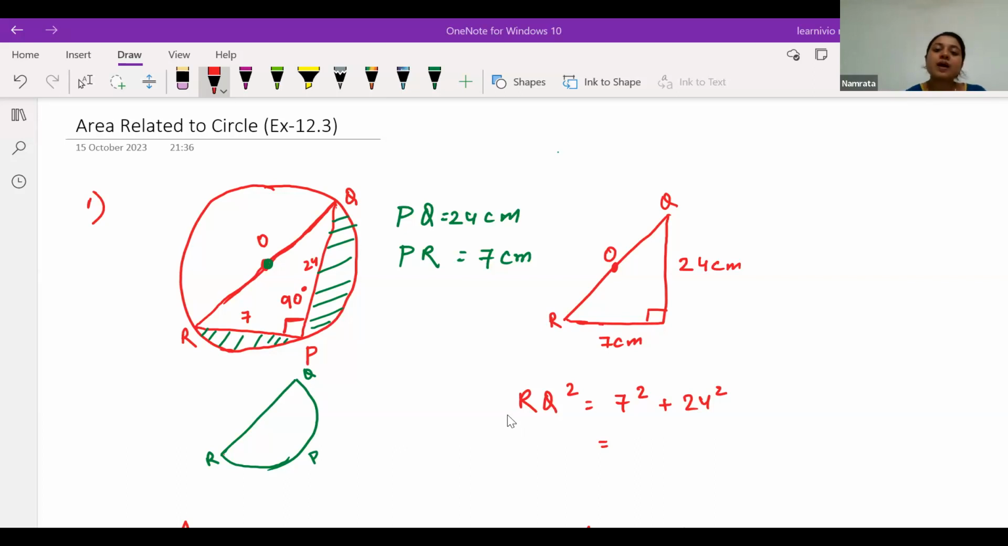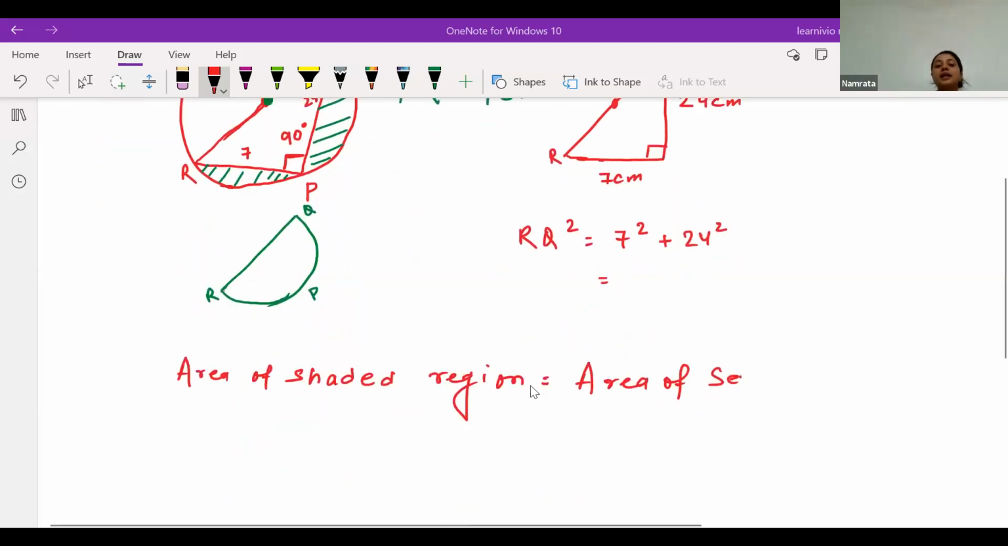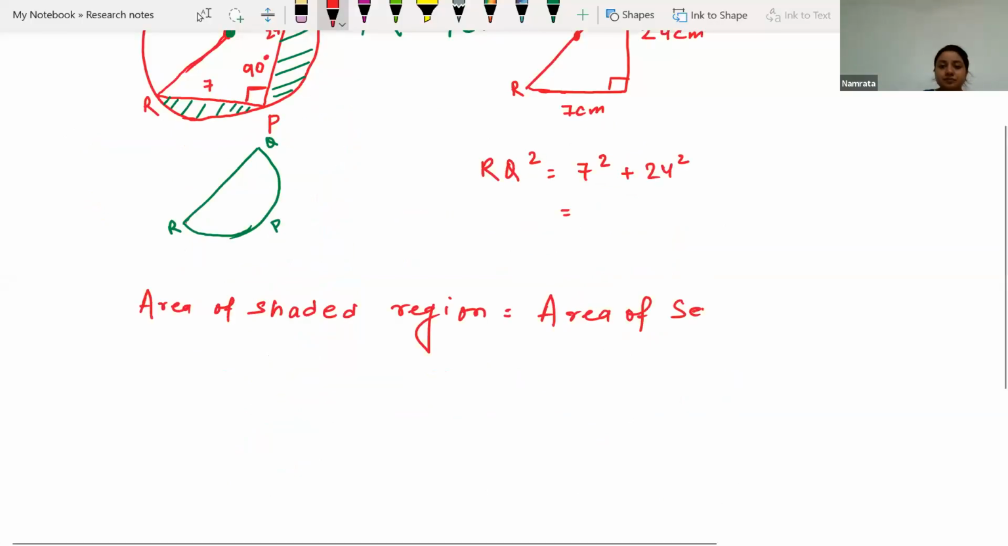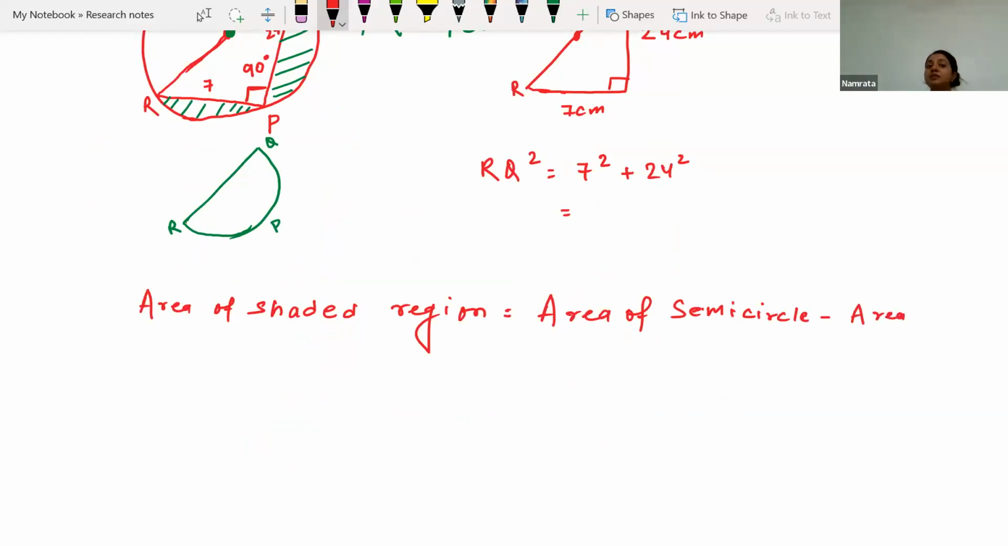Yes, ma'am. So I'm going to write that area of the shaded region is equal to area of semicircle minus area of triangle, area of this right angle triangle. Finding the area of the triangle will be very simple over here because we have a right angle triangle. So 1 by 2 times base times height. Base and height both are already given. Let me write area of triangle.